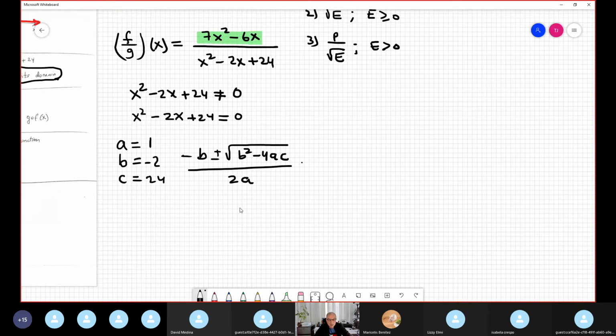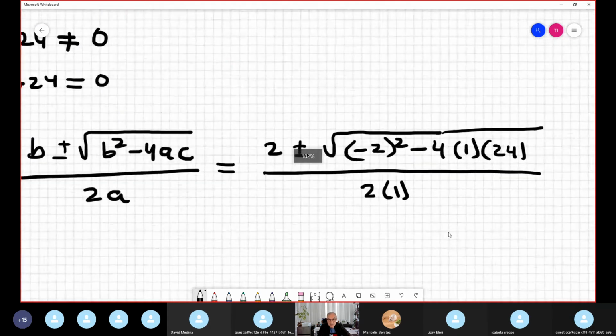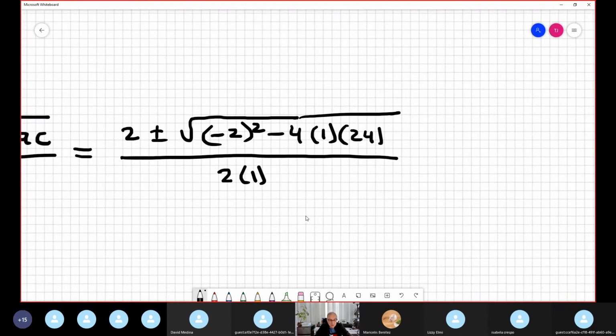So now, plugging in. B is -2, entonces 2 positive, double negative, this negative and this negative together is positive. Plus and minus square root of -2 squared, minus 4 times 1 times 24, divided by 2 times 1. And we focus on the expression inside the radical. This expression. We compute that.